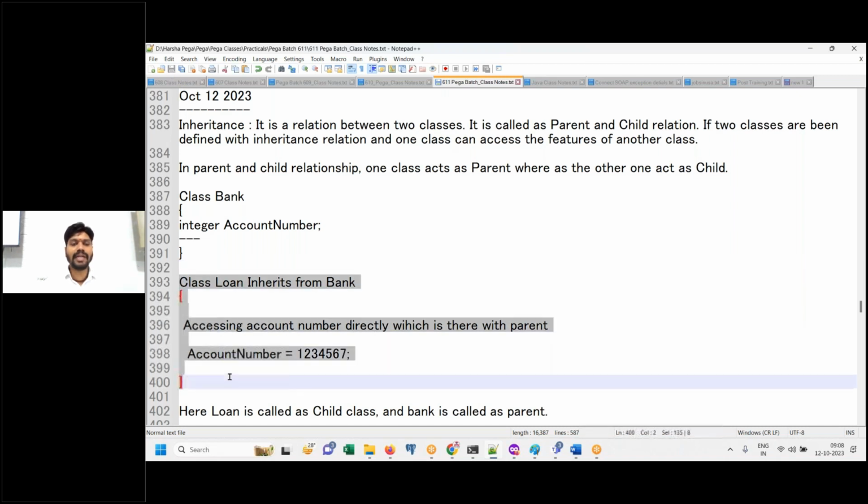So the property is not there with me. Property is there with my parents. It is not there with me actually. Even though property is there with my parents, I can access it. How come? Because I am inherited from my parents. I am an inherited person in my family. So if the property is there with parent, child can access.